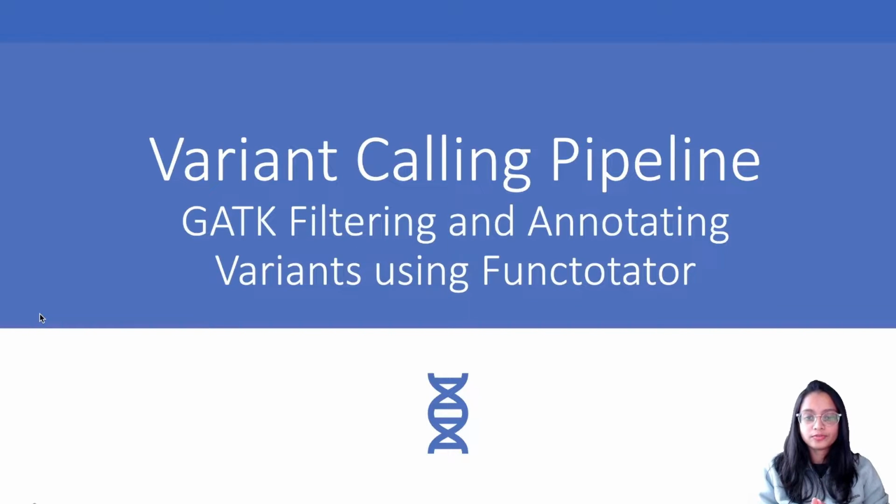So that brings me to the end of this video. So that's how we basically filter and annotate variants. I used GATK recommendations for filtering mainly, and I used Funcotator, which is a GATK tool, to annotate variants.